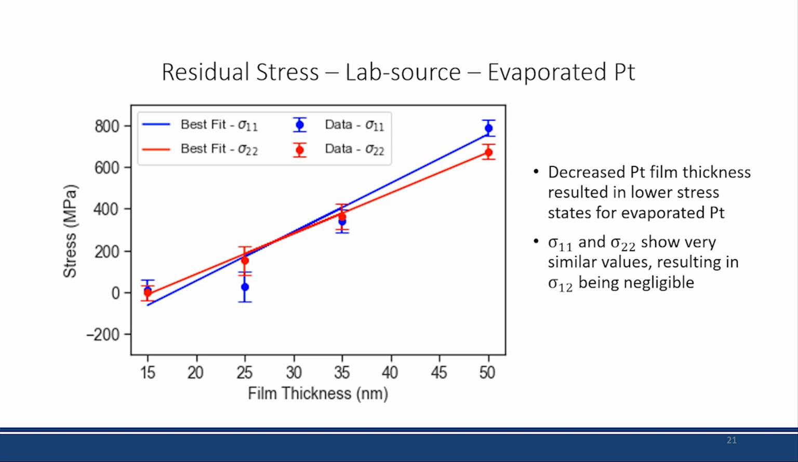I did not include data for sigma 1,2 on this, because sigma 1,1 in blue and sigma 2,2, those two directional in-plane stresses, are nearly identical in the films that I typically look at. And because of that, the shear stresses in sigma 1,2 are also very negligible.